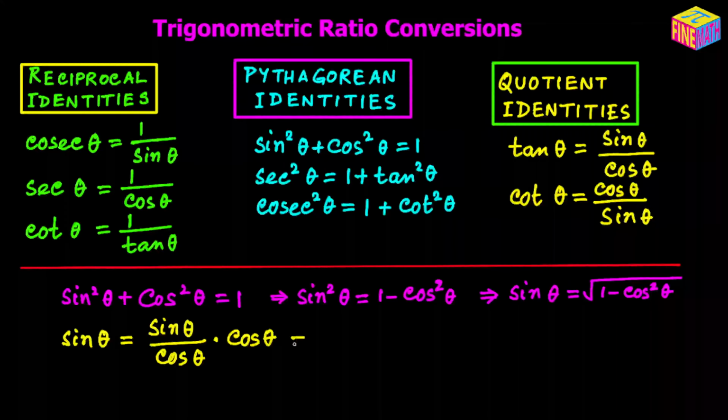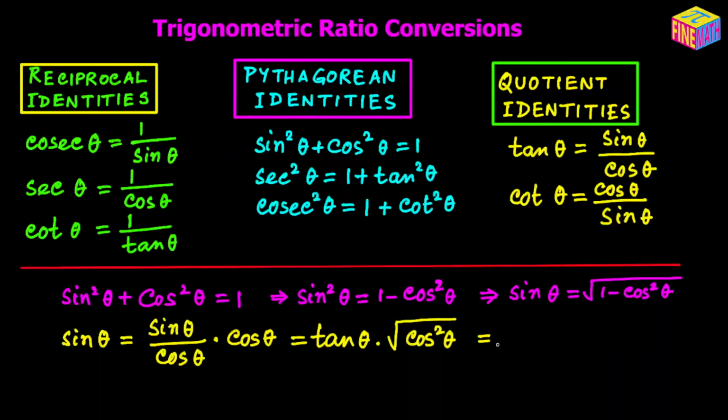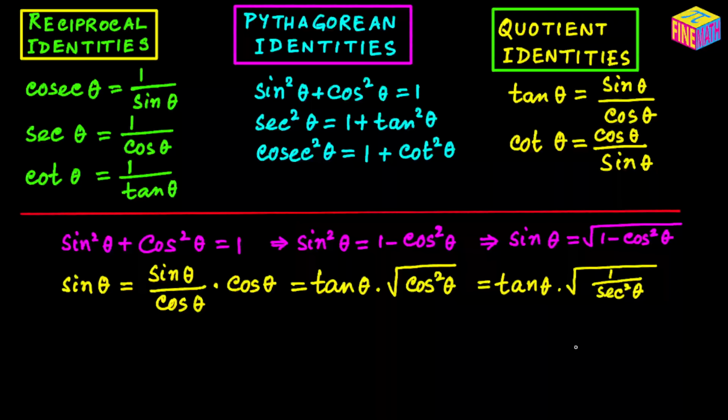Now we can easily see that the first portion is tangent of theta. So let me write it like this: tangent of theta multiplied by cosine of theta. Now can we write cosine of theta as the square root of cosine squared theta? Let me keep the tangent of theta as is, and for cosine squared theta, can we write it as 1 over secant squared theta, because cosine is the reciprocal of secant, or secant is the reciprocal of cosine. So in place of cosine squared theta, I am writing 1 over secant squared theta.